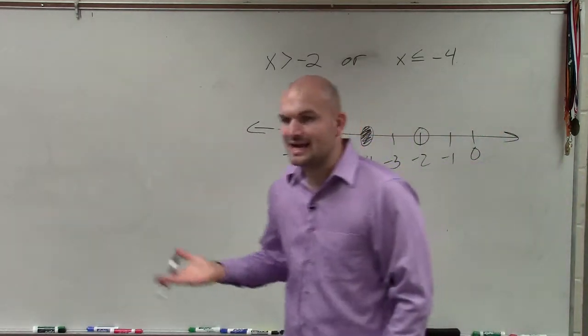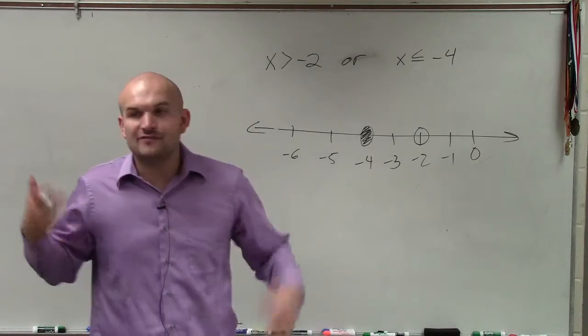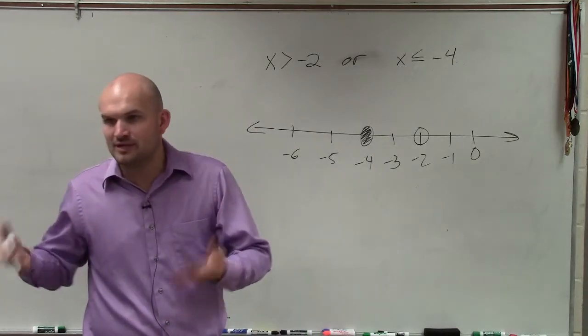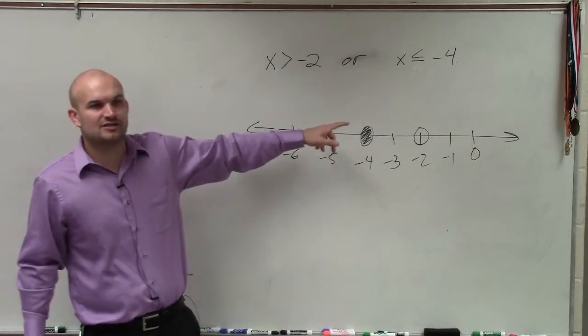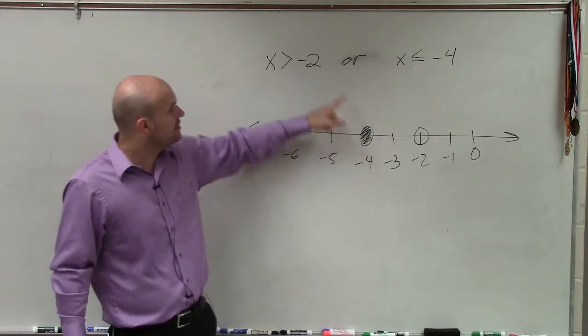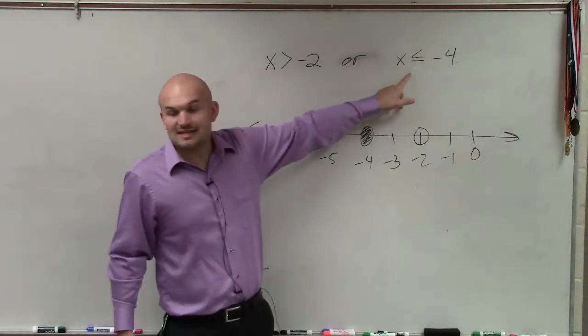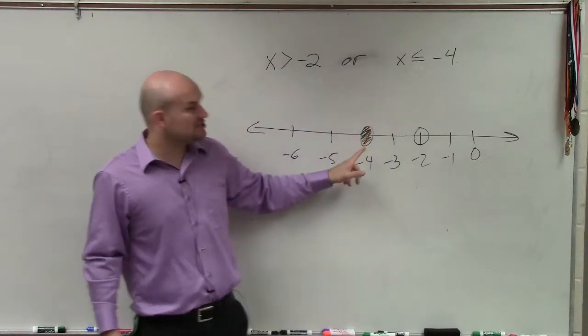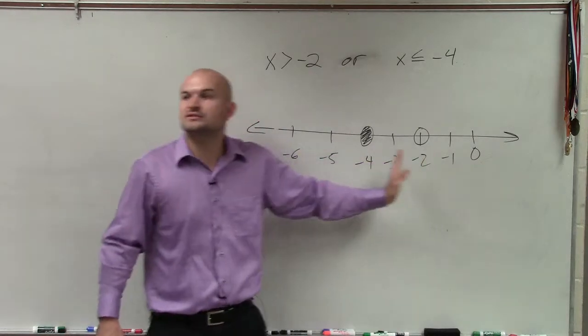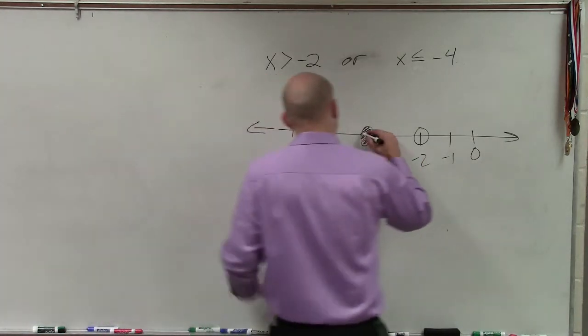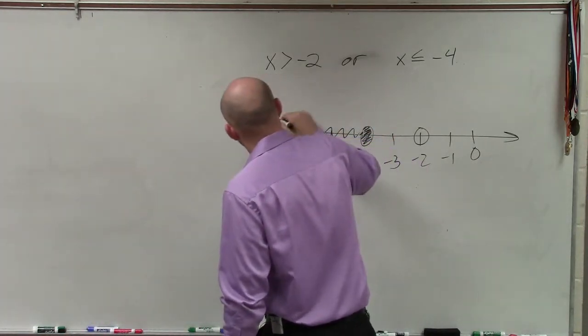Now, again, I'm going to try moving on. If you do test points because you're having trouble with it, do test points. However, I always just like to think about it out loud. X is less than or equal to -4. So what numbers are less than -4? -6 or to 0? It's going to be numbers to the left, right? So we go like this.